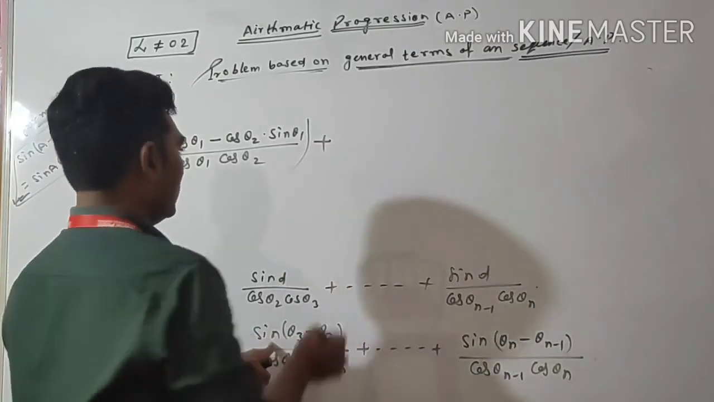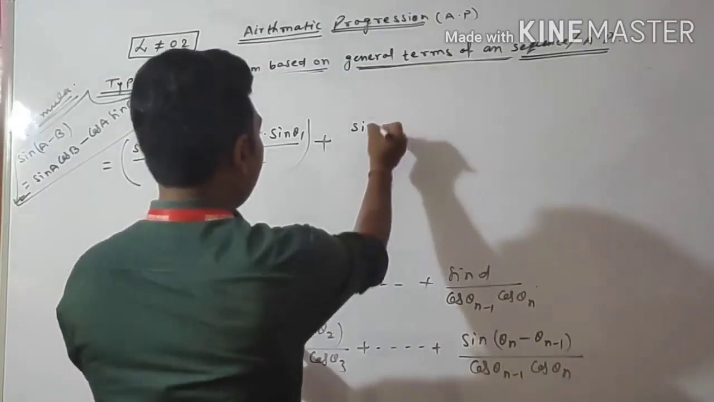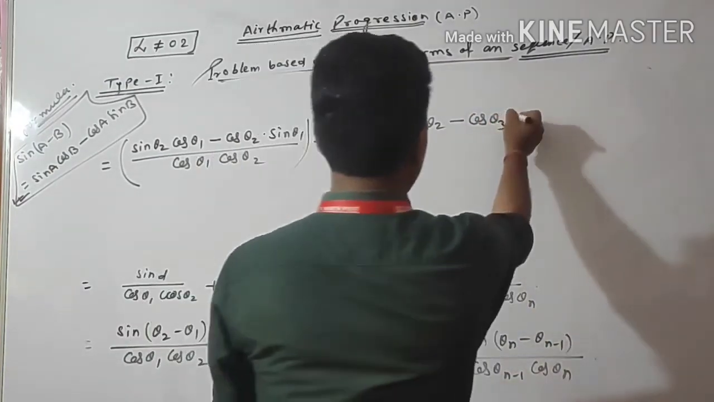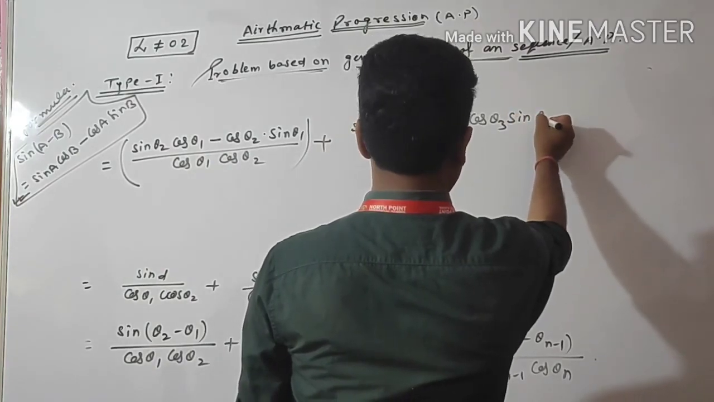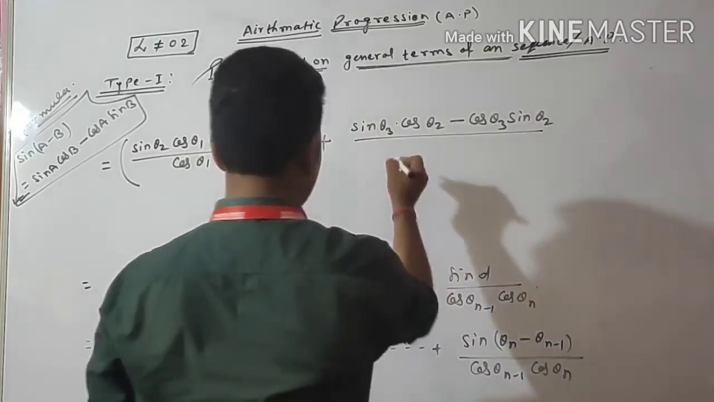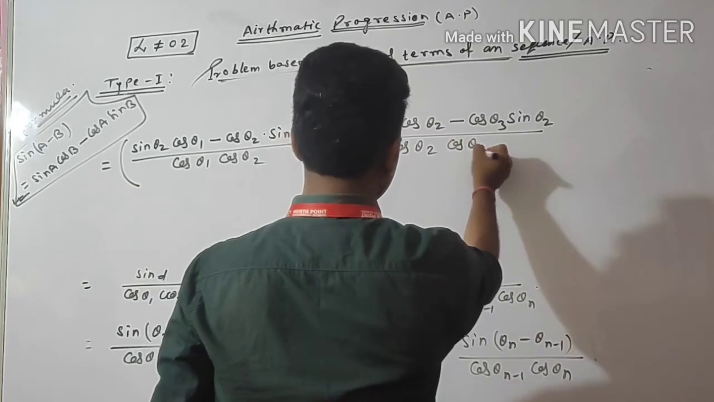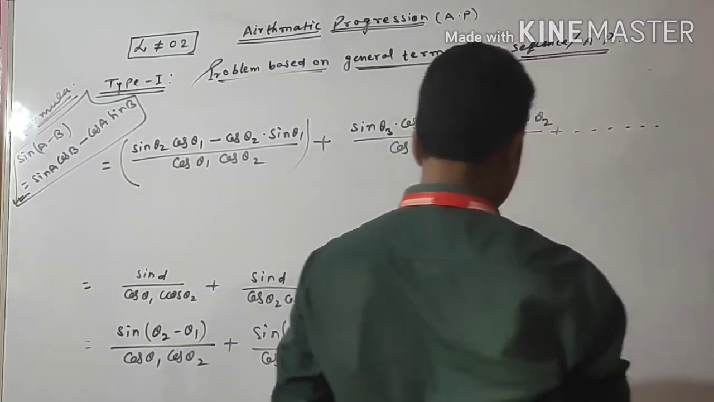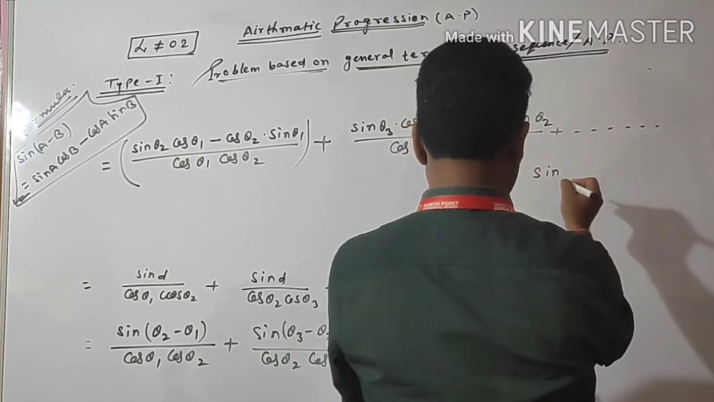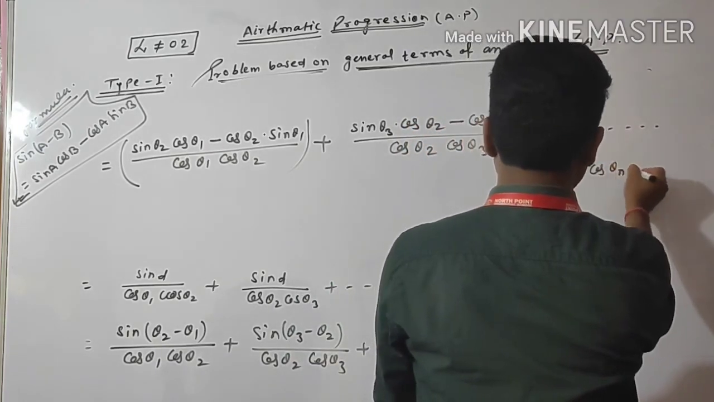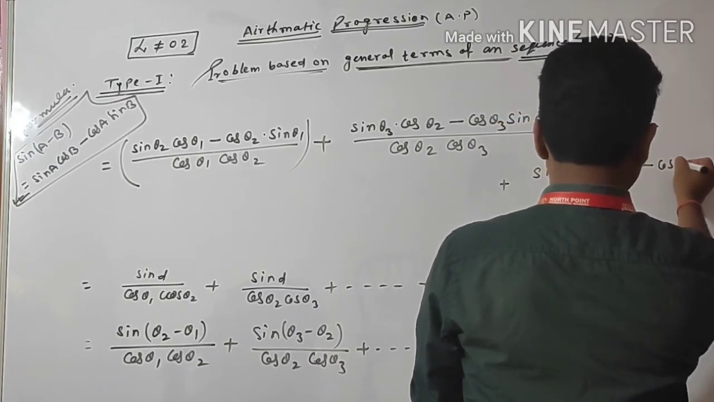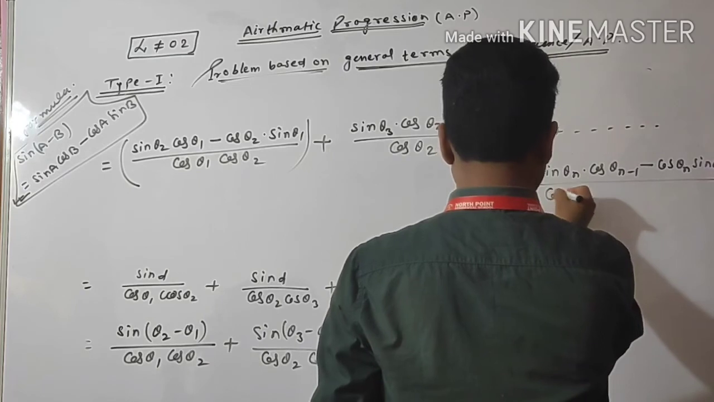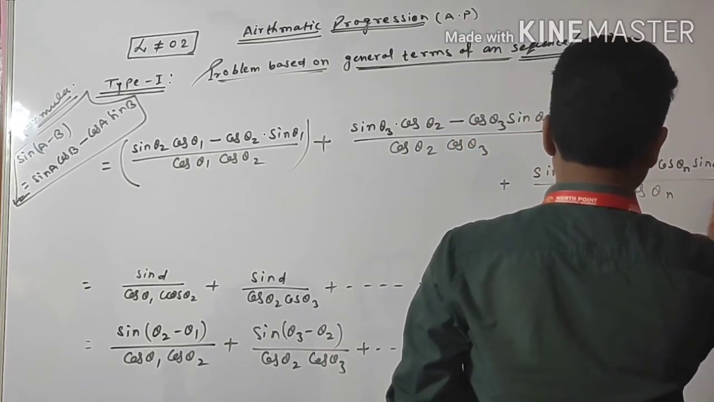Plus, exactly in a similar way we can write easily sin(theta 3 minus theta 2), and this is sin A into cos B minus cos A into sin B, divided by cos theta 2 cos theta 3, and plus dotted, and the last term is here, sin theta n into cos theta n minus 1 minus cos theta n sin theta n minus 1 divided by cos theta n minus 1 into cos theta n.